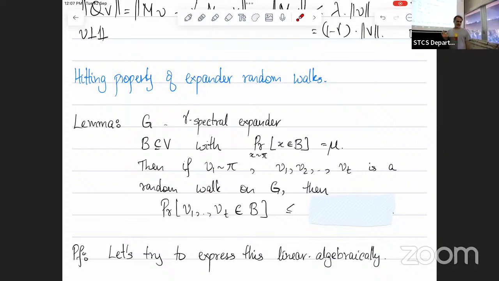Okay, but here is the statement I want to show. So suppose I'm told that G is a gamma spectral expander, and let's say the stationary distribution is pi. Okay. Now, there is some set B, which is this bad set that I have in mind. The stationary distribution is pi.